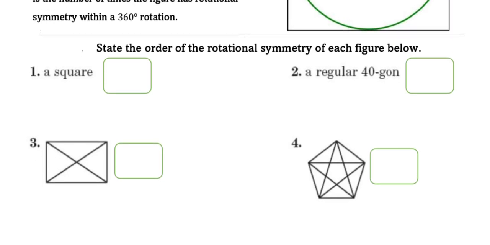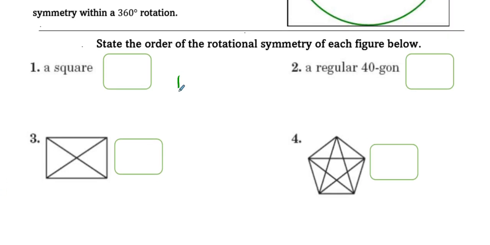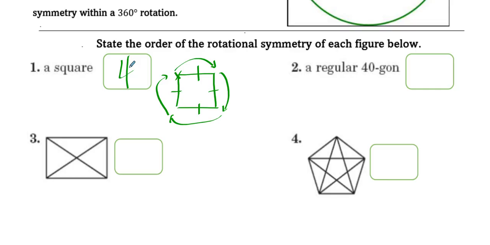So here we're going to state the order of rotational symmetry for each shape. A square, it's a regular quadrilateral. We could rotate it by 90 degrees, 180, 270, or 360. That is 4 rotations that we could possibly use to get the same shape. So this is a regular 4-sided shape, and it has an order of 4.